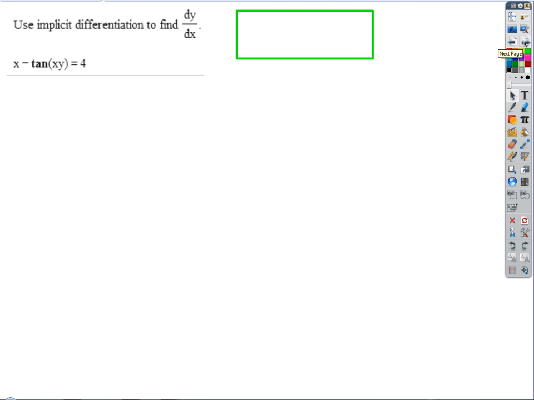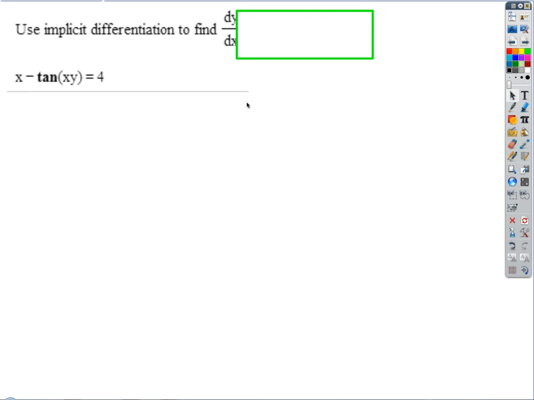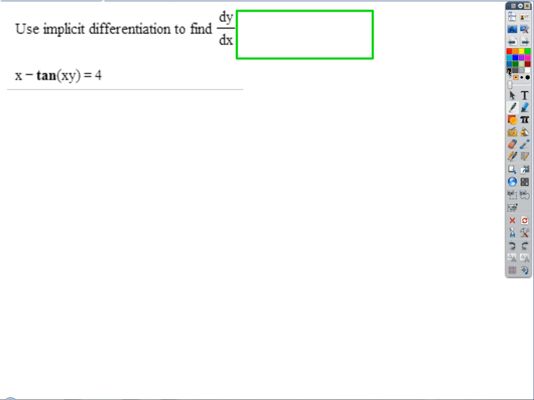Okay, same kind of thing. The only difference here is that we've got some trig functions in there. Let's zip through this one real quick. If I differentiate, once again, the y is tied up inside the tangent, so we don't really want to try to solve for y.